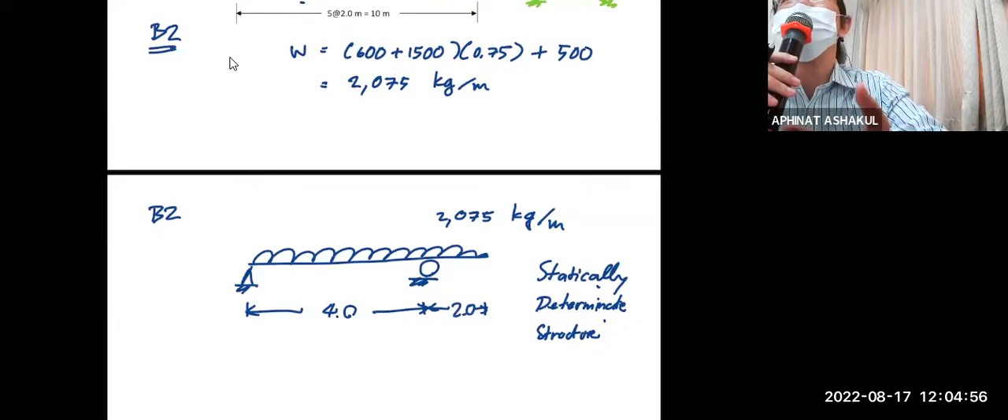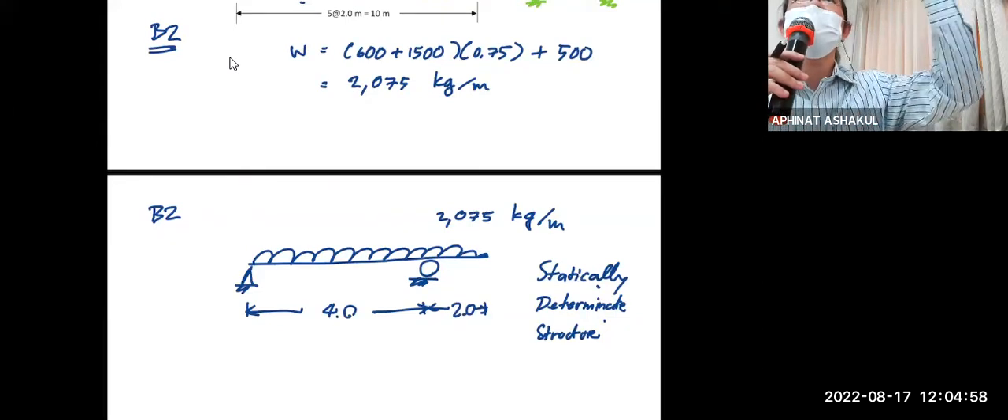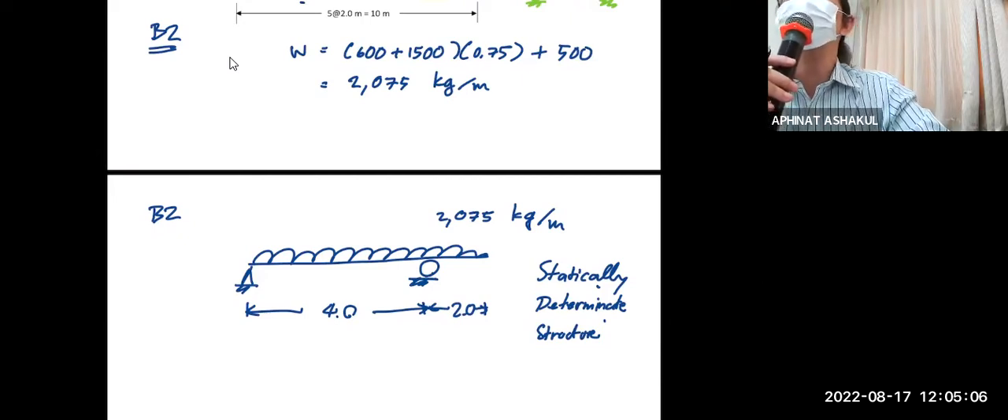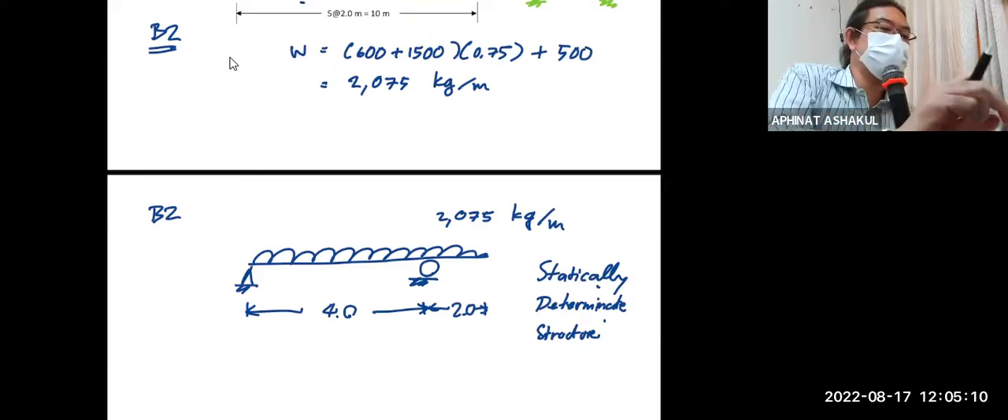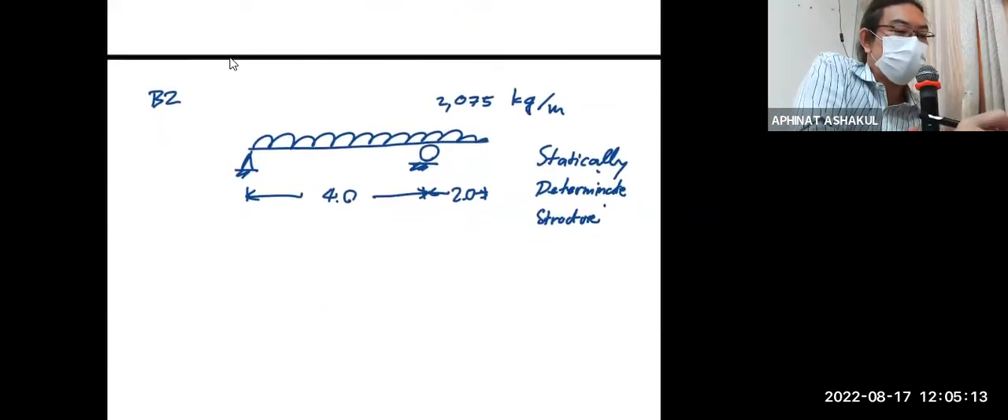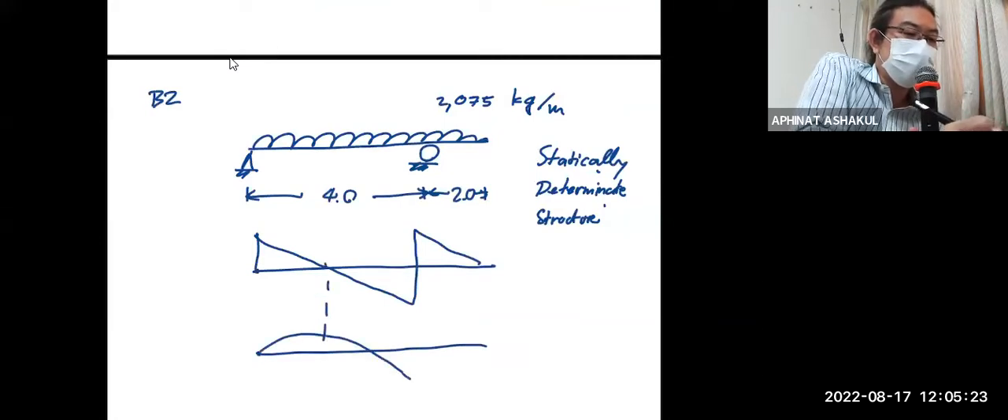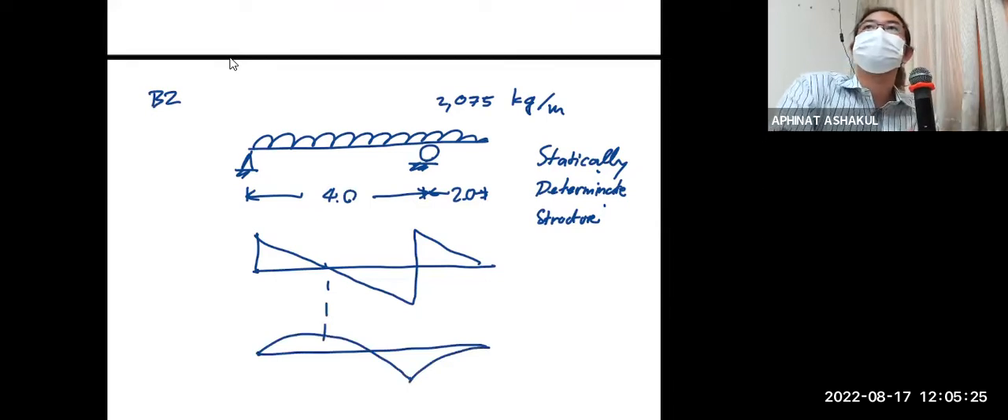Because you've done it so many times with your head of the department, Ajahn Chulapot, right? You've done it numerous times. So I'm not going to tell you how to do it anymore. You better know that when you see the beam like this, it doesn't matter what the calculation is. You know that your shear force diagram is going to look like this, and then your bending moment diagram is going to look like that. Correct?